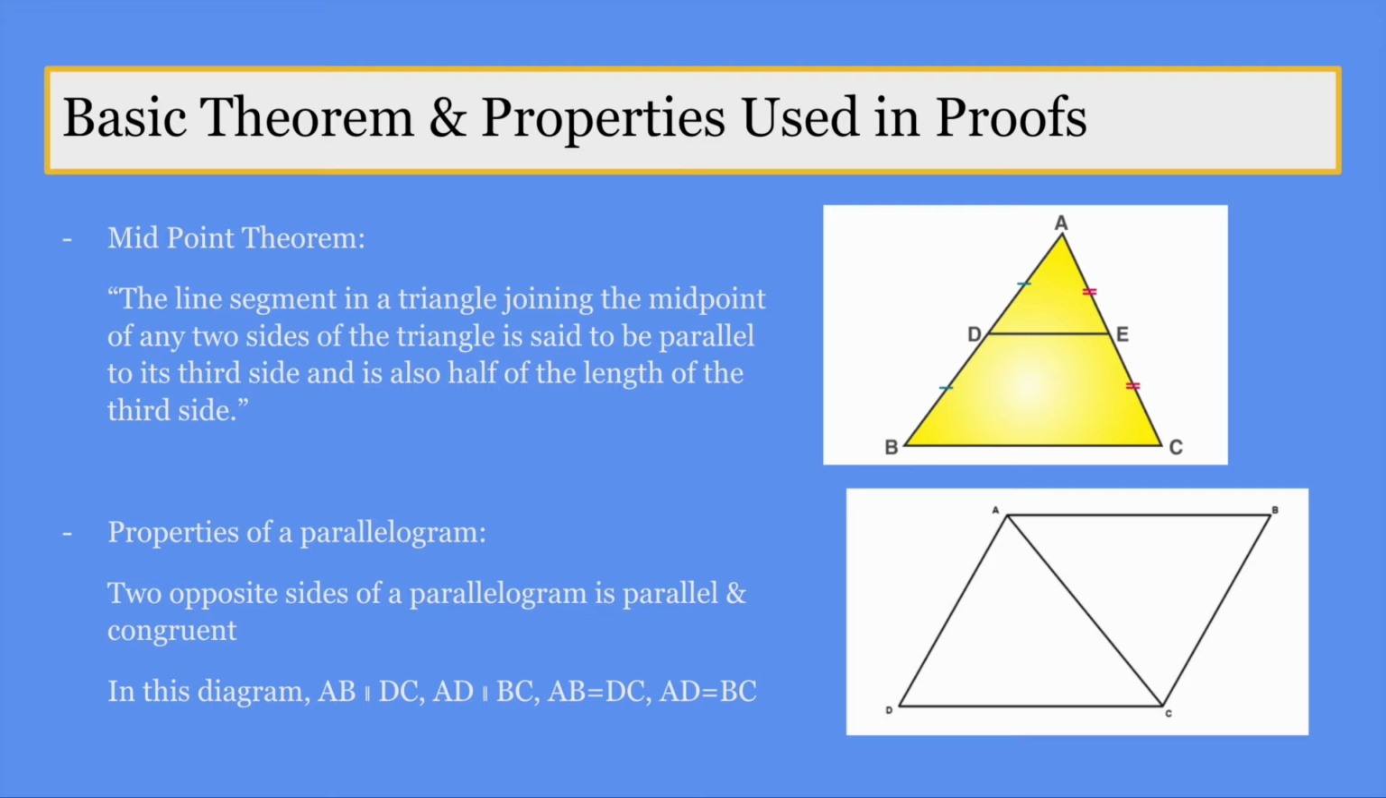Next, the properties of a parallelogram. It states that two opposite sides of a parallelogram are parallel and congruent. There are six properties of a parallelogram. However, only one of them is needed in this particular proof.